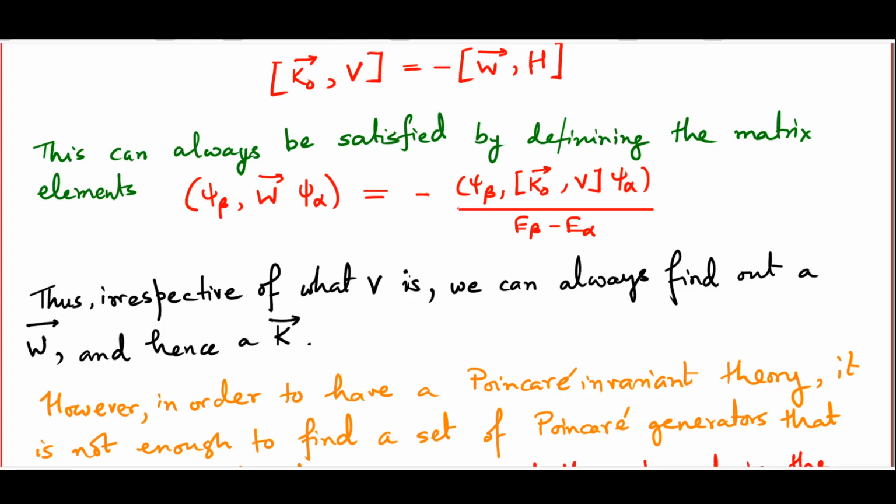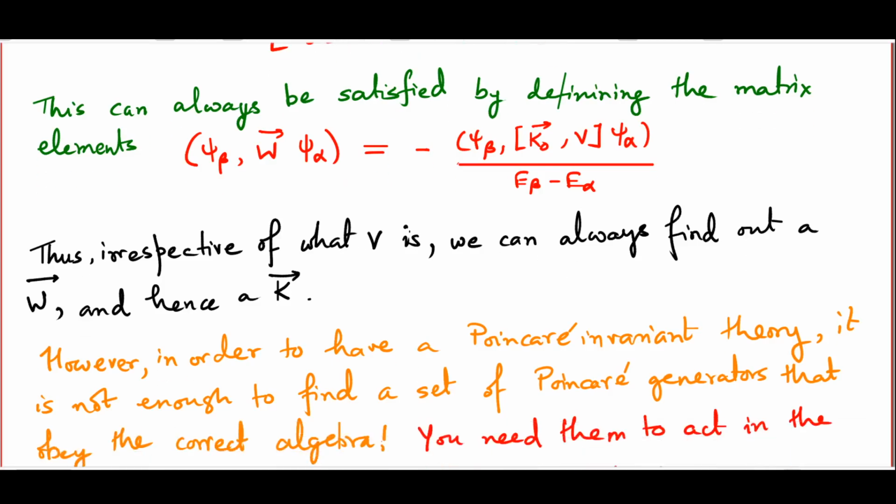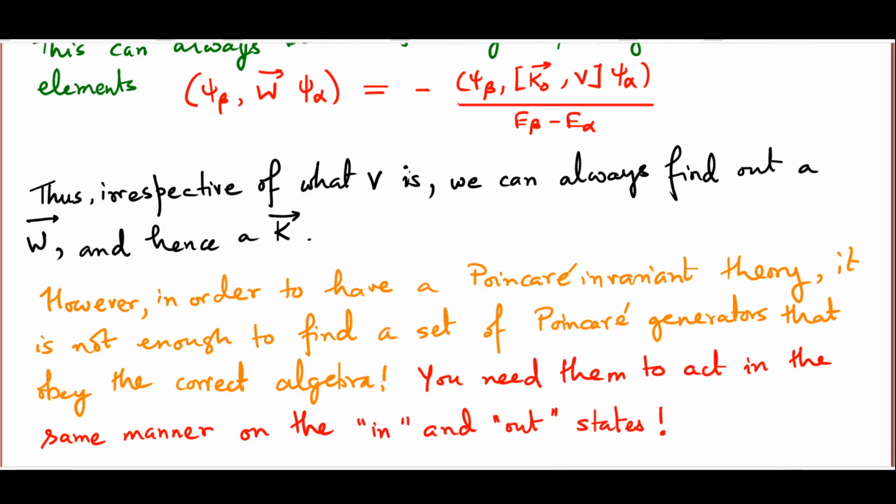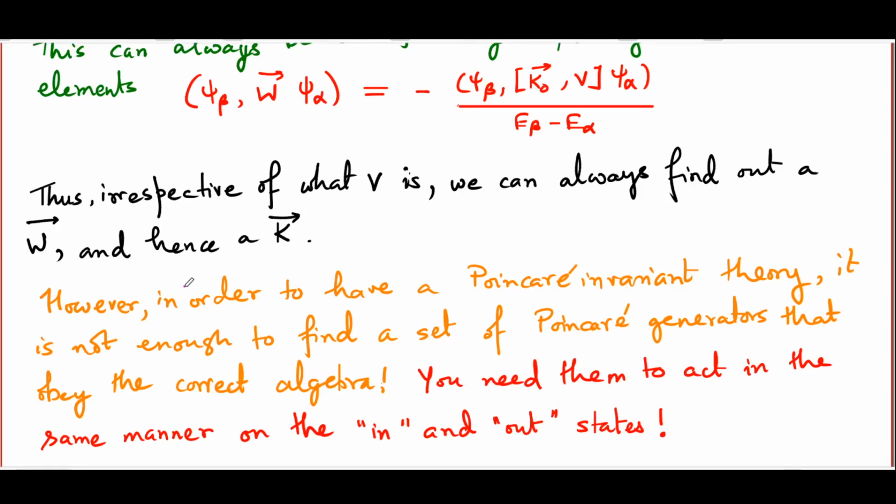This, however, is not enough to have a Poincare invariant theory. In order to get a Poincare invariant theory, it is not enough to just find a set of Poincare generators that obey the correct algebra, although that of course is essential. What you also need is to ensure that they must act in the same manner on the in and the out states. Now this is the non-trivial part which we have to work on. Equivalently, we need to show that the free particle boost generator K0 commutes with the scattering operator S.